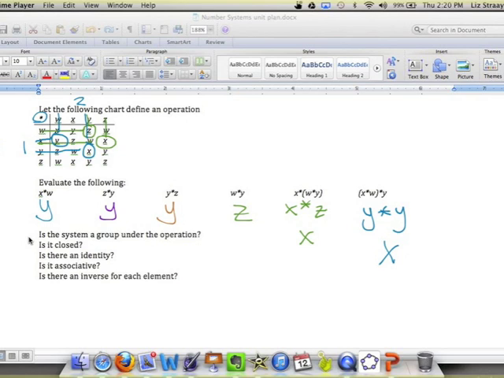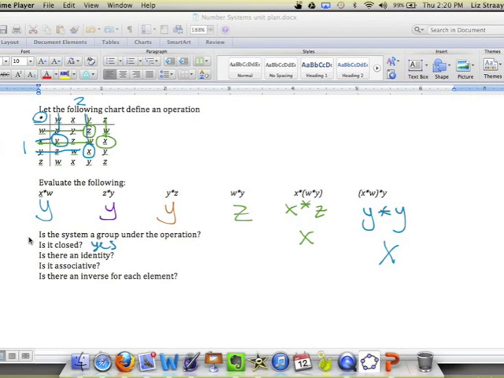So the first one is, is it closed? So the inputs were W, X, Y, and Z. So then we look within the chart and see, did anything else show up in the chart other than those? No. The only things in this problem are W, X, Y, and Z, so it is closed. So if your outside values are W, X, Y, and Z, but then somewhere in the chart there's an A, that's not closed.